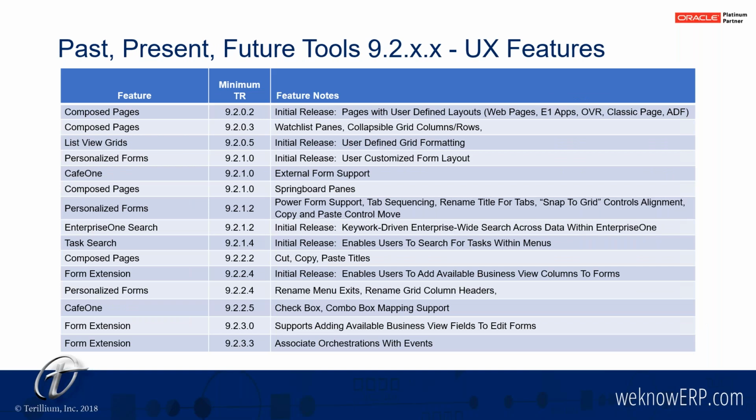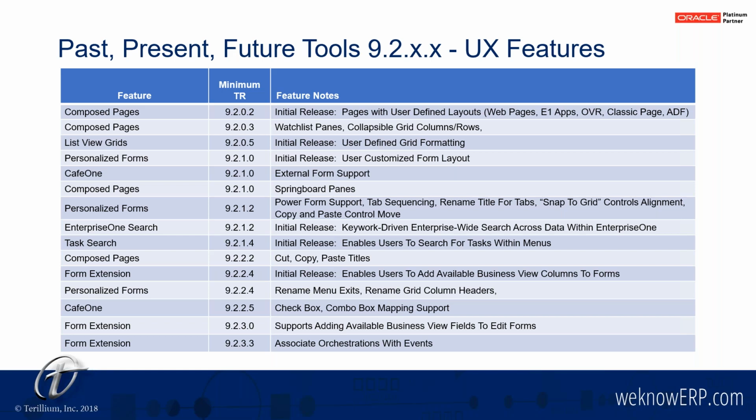A few of the ones that I really wanted to point out, the first was personal forms. So the initial release was with that 9210, where you could start to create user customized form layouts. They did an enhancement to that when 9212 came out, which allowed for power form support, tab sequencing. You could rename tabs, and then also copy and paste, control and move. And then another enhancement recently with the 9224, which allowed you to rename menu exits and rename the grid control headers.